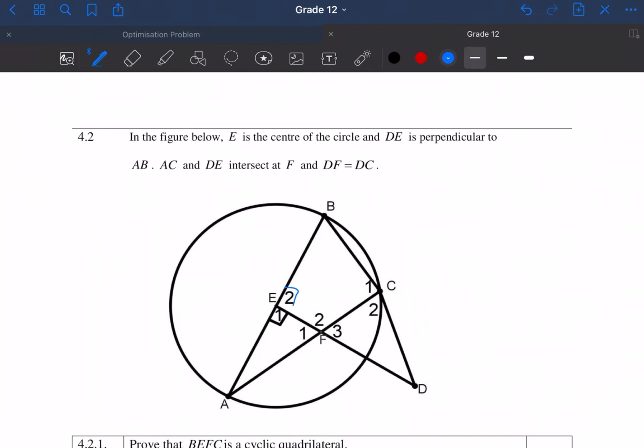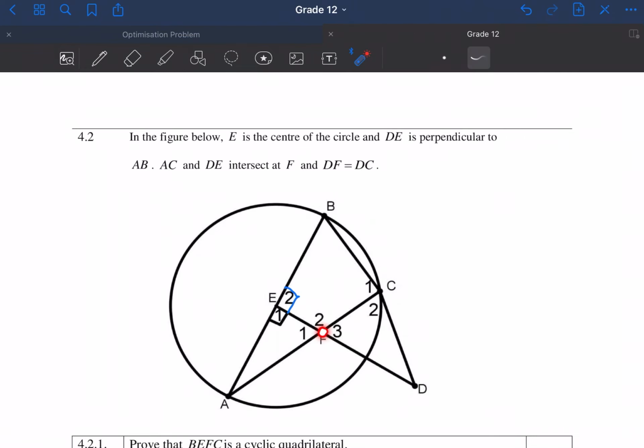So we are being told that DE is perpendicular to AB. Therefore, this angle and this angle are 90 degrees. And then they tell us AC and DE. Where's DE? This is DE intersected with AC at F. Okay, they meet here. That makes sense.